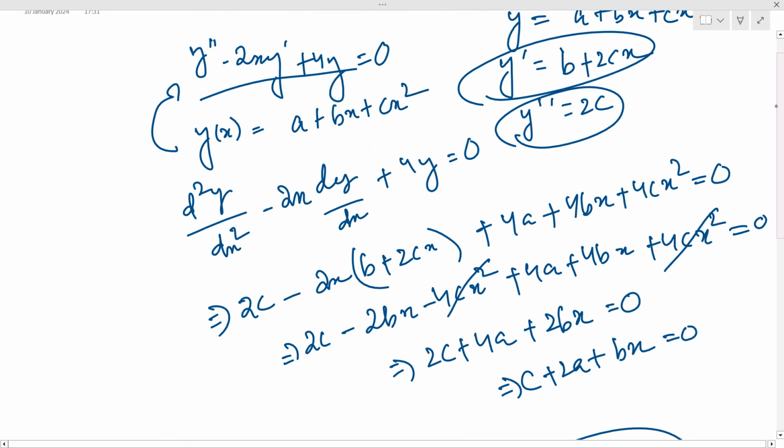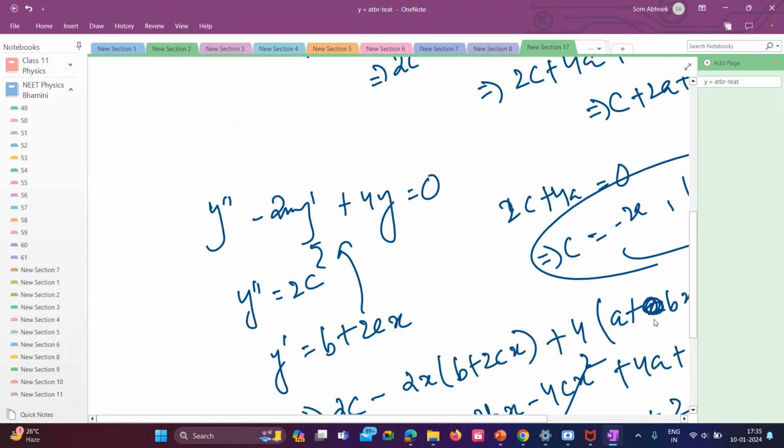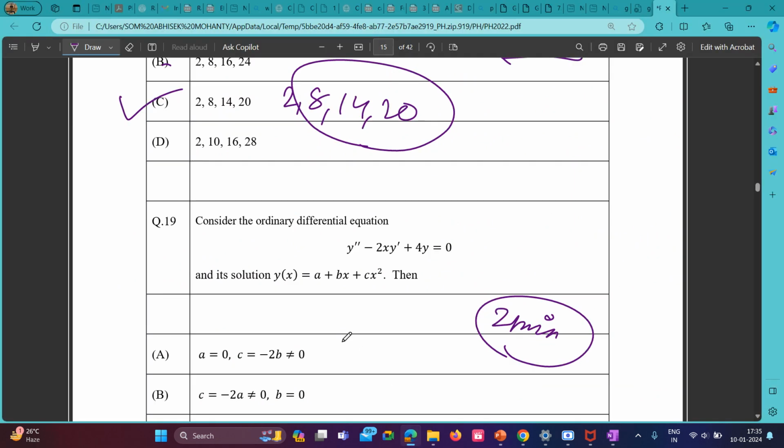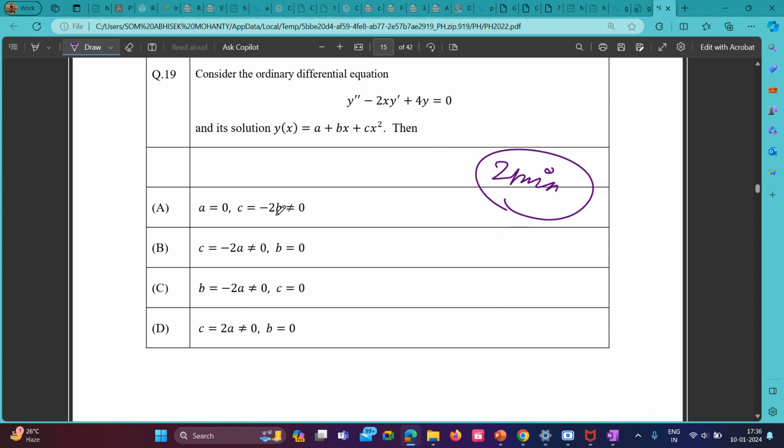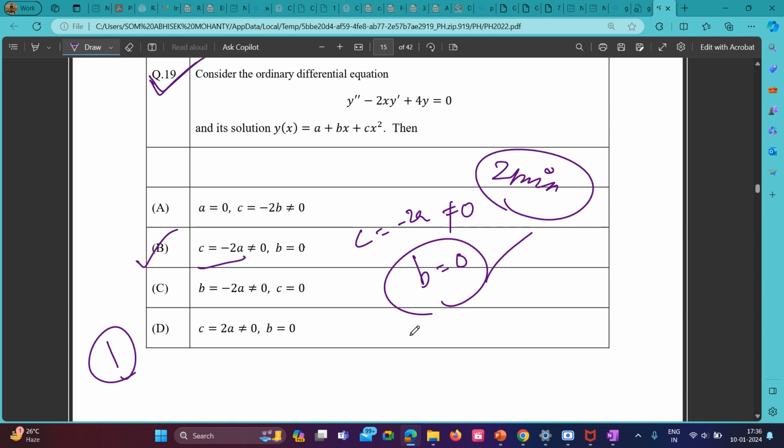Okay, so let's check the options. C is equal to minus 2a, not equal to 0, and B is equal to 0. I think option B. Yeah. C is equal to minus 2a, not equal to 0, and B is equal to 0. One mark. Okay, this was question number 19.